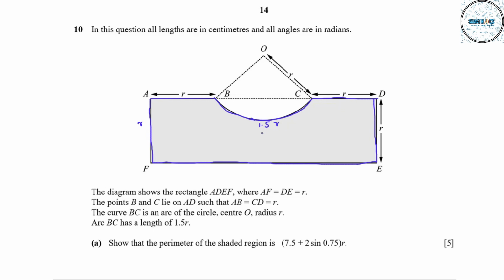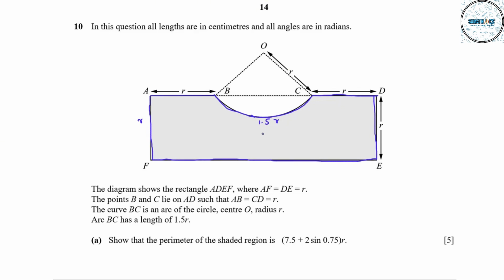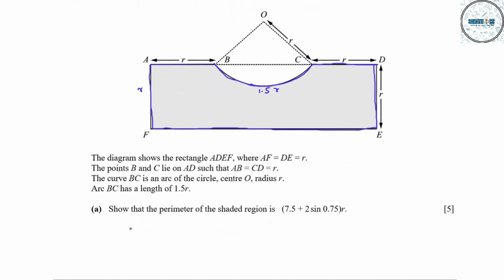We have 1.5 R, which is the arc length, and the formula for arc length is S is equal to R theta. With the help of this, we can take out theta. It is 1.5 R is equal to R theta. So R and R would be cancelled out. So theta is equal to 1.5. So this whole angle is 1.5.